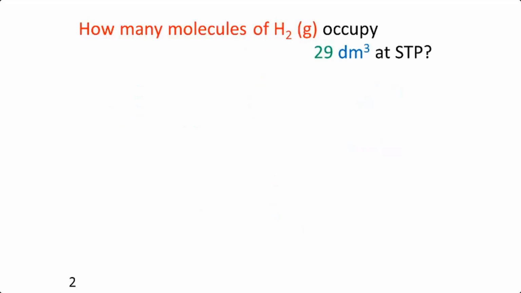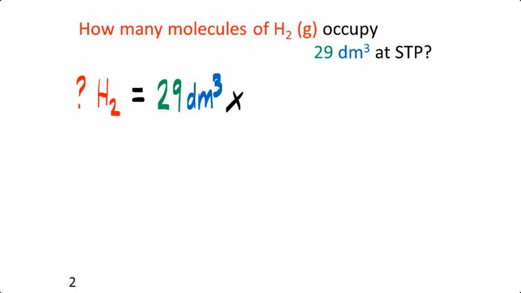How many molecules of hydrogen gas occupy 29 decimeters cubed at STP? First, try it yourself. So it's not how many moles, it's how many hydrogen gas molecules. Be careful, although this starts with mole, it doesn't mean mole. Molecule and mole are very different. It's asking how many of these HH molecules take up this volume at STP. How many hydrogen gas molecules occupy 29 decimeters cubed at STP?